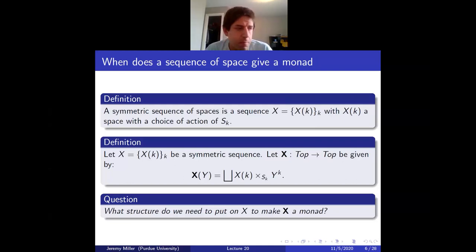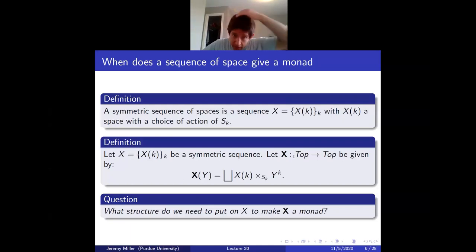I know of at least three different names for this. They're sometimes called species, or FB-modules, or S-modules. In this class I'm going to call them symmetric sequences, but just a warning: in the literature there are lots of different names for this type of thing.